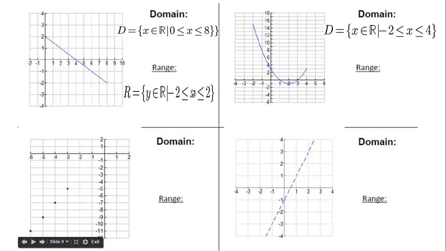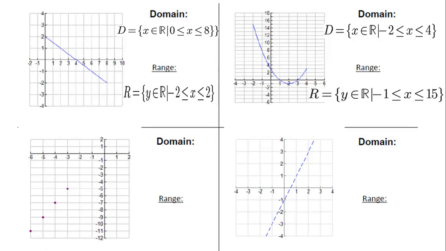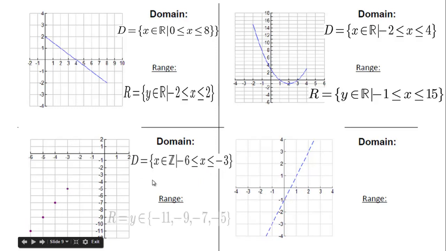The next one is very similar to that. It goes from -2 to 4 and -1 to 15. The next one's all integers between -6 and -3. You could also just say -6, -5, -4, -3, like we would in the second one. So you could just list them out, and that would be just as efficient because there's only 4 numbers to list. The last one is a dotted line.